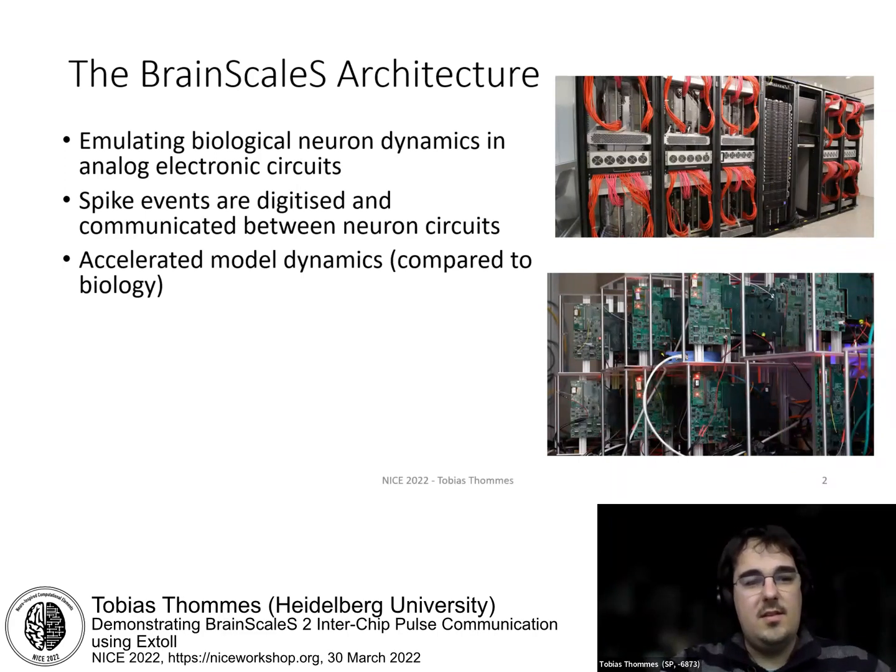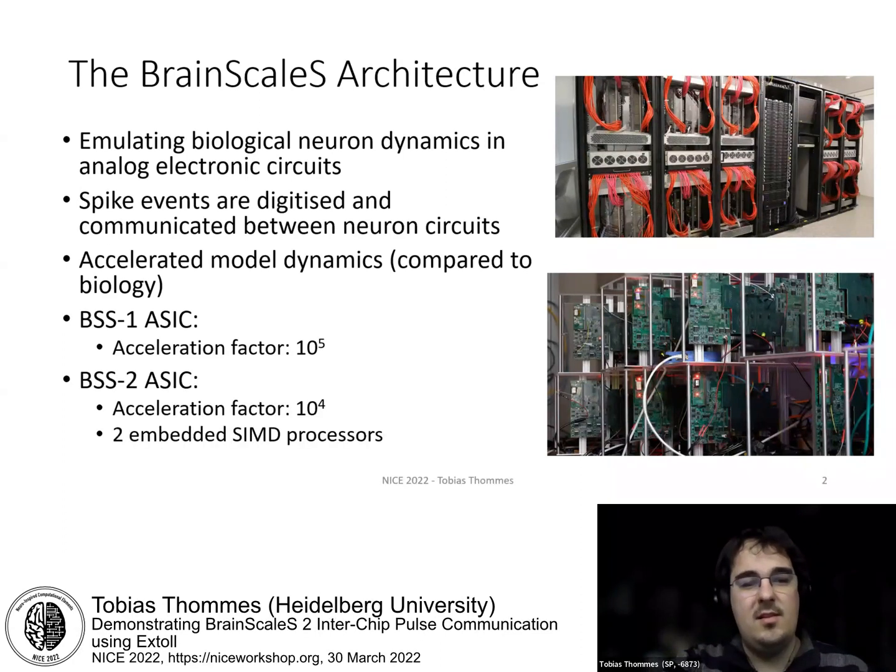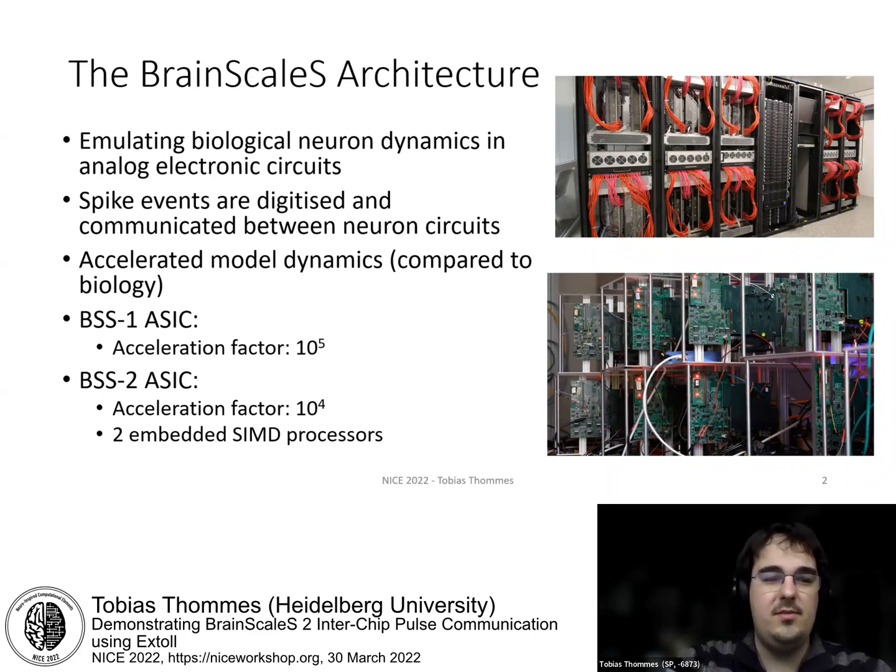Our chips and systems feature accelerated model dynamics compared to biology. This means that, for example, in the BrainScaleS 1 system, we have a speed-up factor of 10^5, and in BrainScaleS 2, we have an acceleration of 10^4 compared to biological time scales. In addition, BrainScaleS 2 has 2 embedded SIMD processors on the chip.